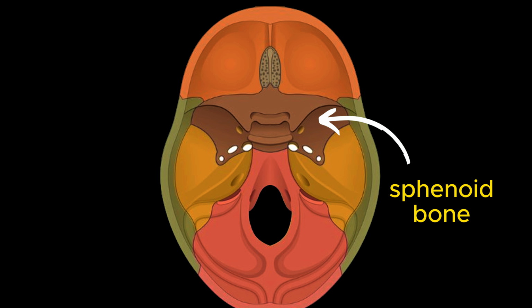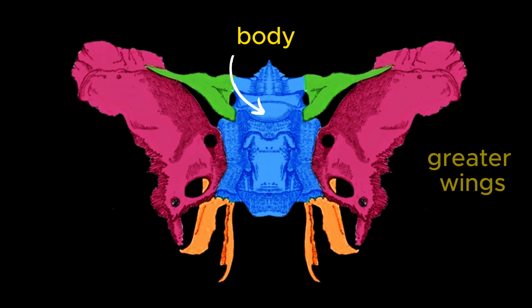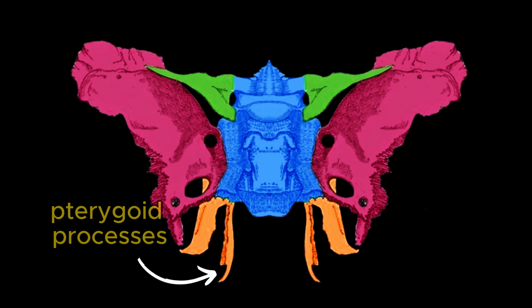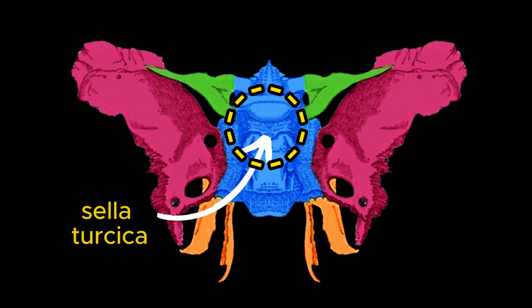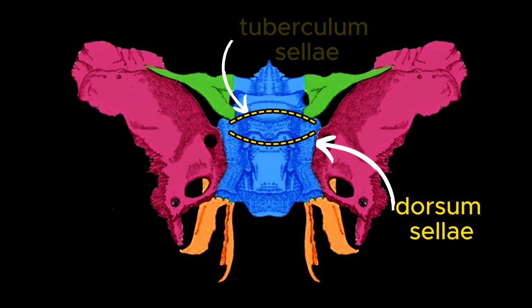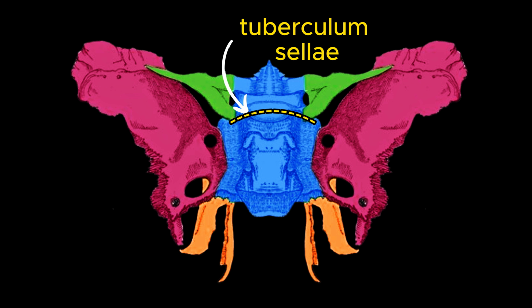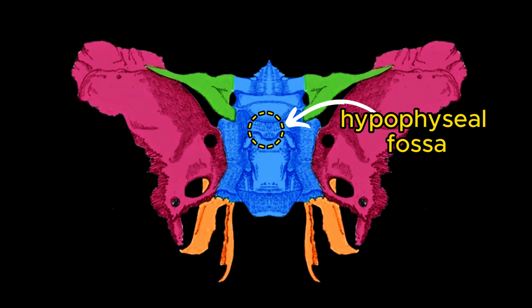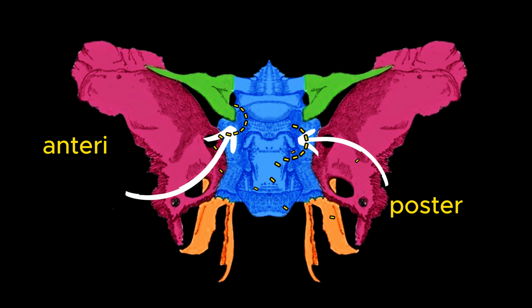The sphenoid bone. It consists of a body, greater wings, lesser wings, and two pterygoid processes. The body contains the sella turcica, which consists of dorsum sellae posteriorly, tuberculum sellae anteriorly, and the hypophyseal fossa, where the pituitary gland rests. The sella turcica is surrounded by the anterior and posterior clinoid processes.